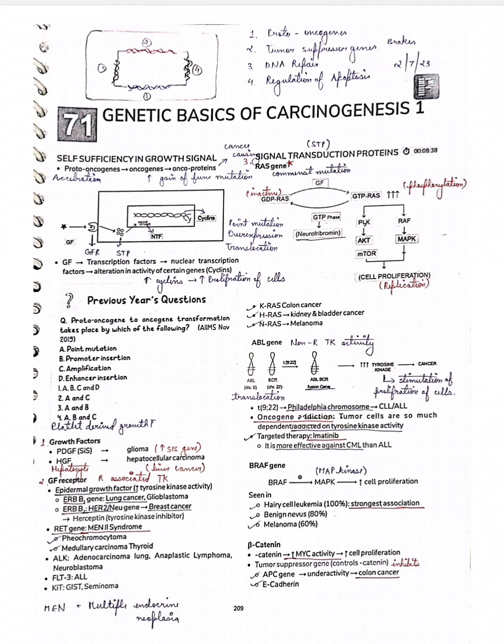Now the subtypes of it: the KRAS gene is responsible for colon cancer, the HRAS gene is responsible for your kidney and your bladder cancer, and the NRAS gene is responsible for melanoma.